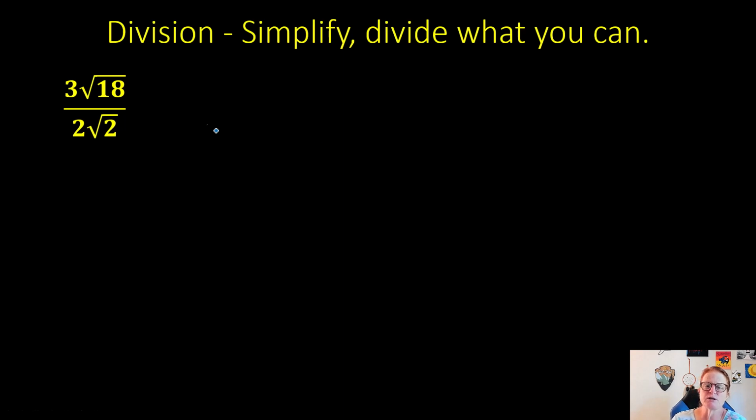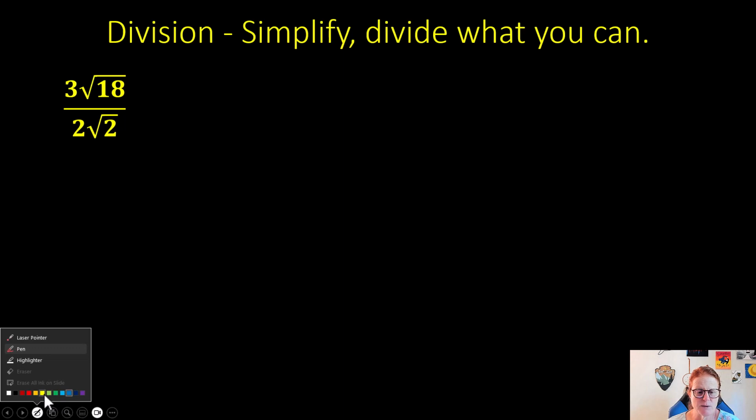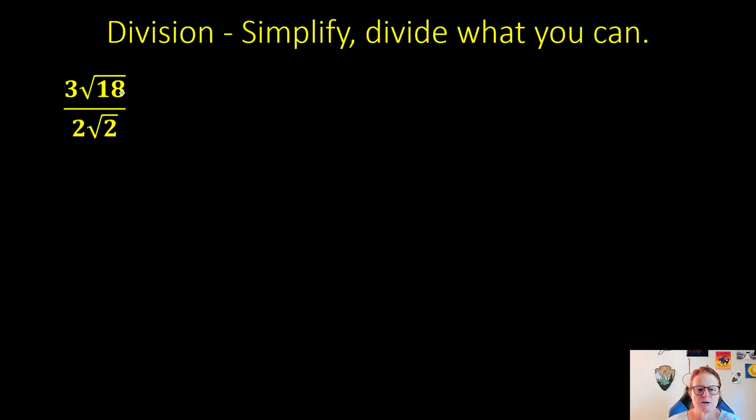All right, these are a little bit harder, for division. Divide what you can. That's an ambiguous statement, but see if you can figure out how I do this. All right, so I'm going to go ahead and simplify like we've been doing. So I have 3 square root of 18, and I'm going to break that down into 9 times 2 over 2 square root of 2.